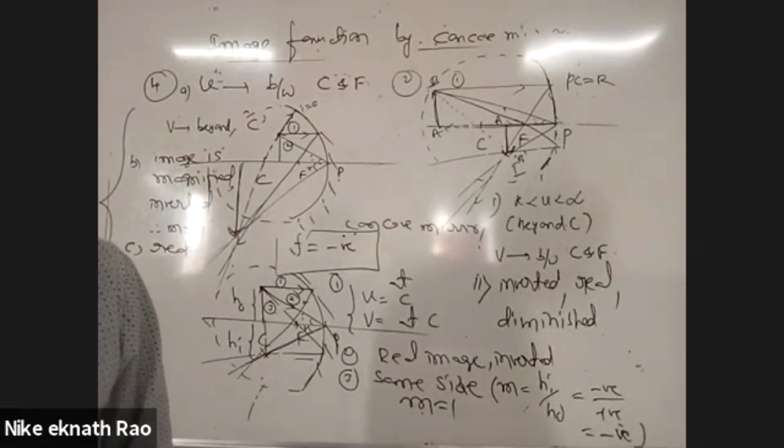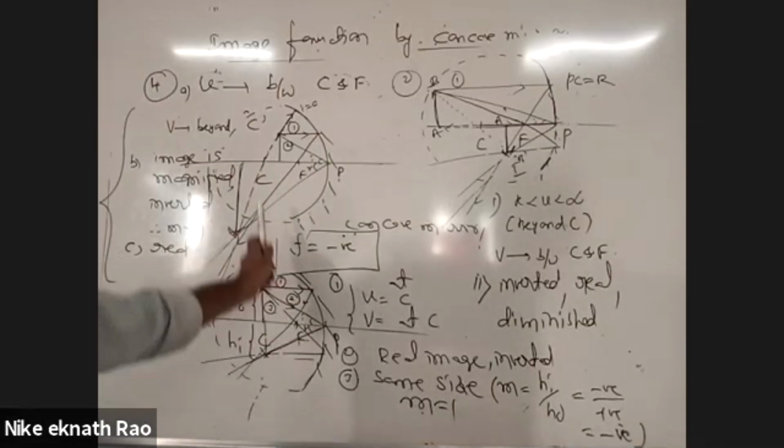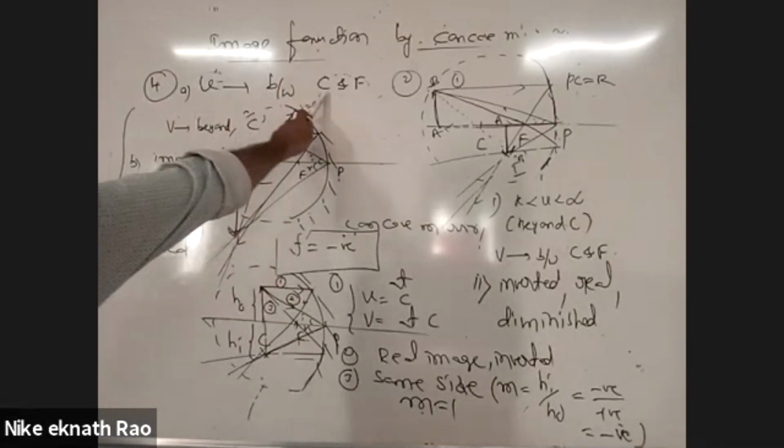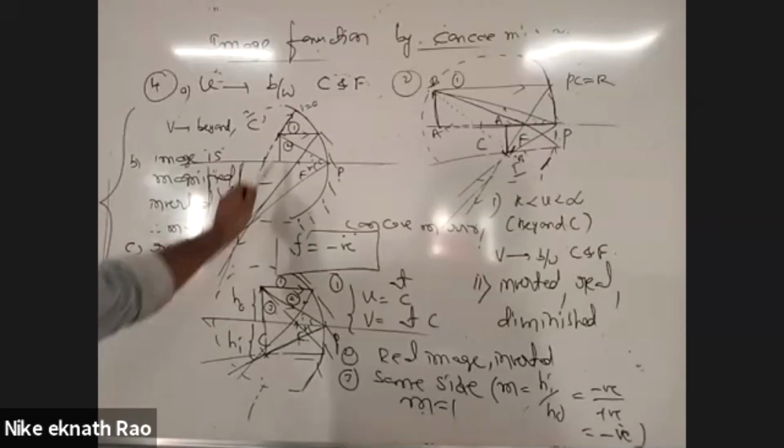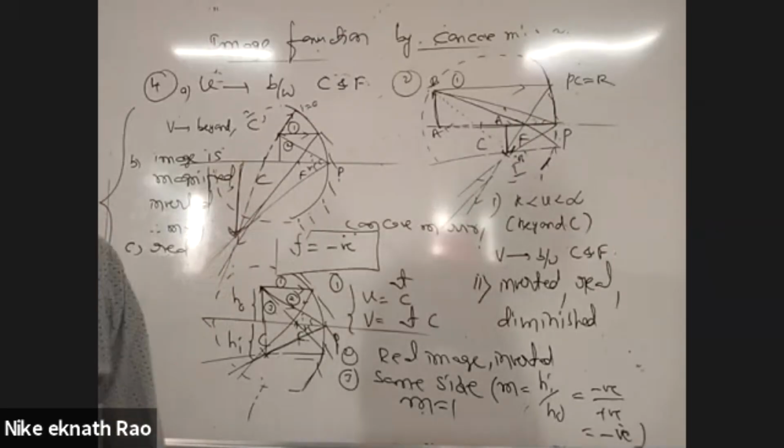For an object between C and F, the image is behind C, magnified, inverted, and real. And the ray diagram. Yeah, thank you.